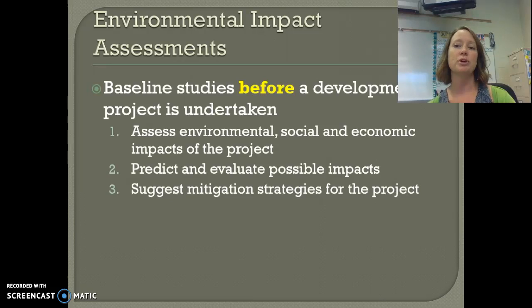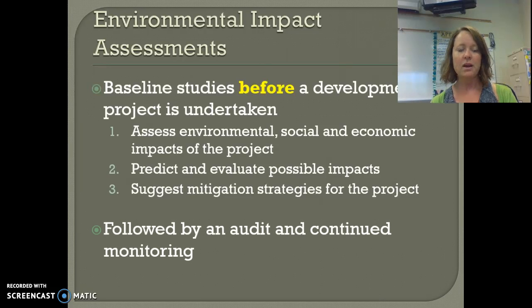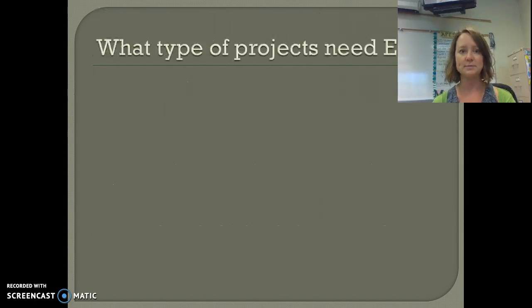Mitigation is a trade-off approach. For example, if you are building a road through a wetland, then there would be an agreement in place where you would have to restore a wetland elsewhere. So even though you are creating damage in one area, you're fixing another area. So it's a trade-off approach. And then these EIAs are usually followed by an audit and continued monitoring after the development has taken place.